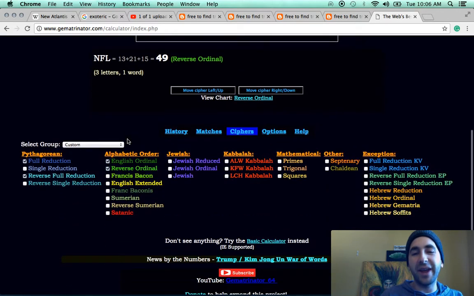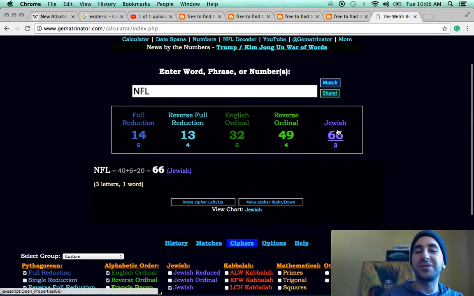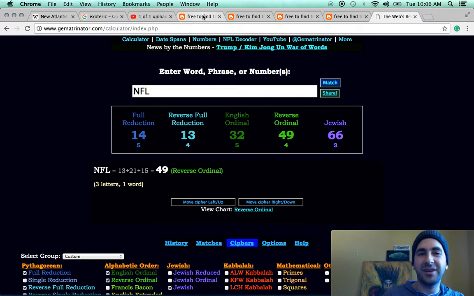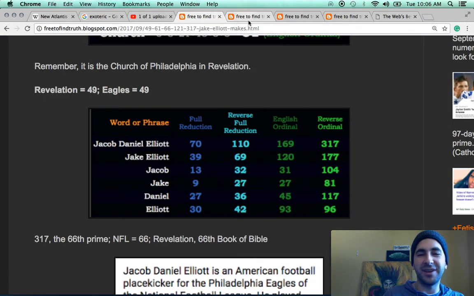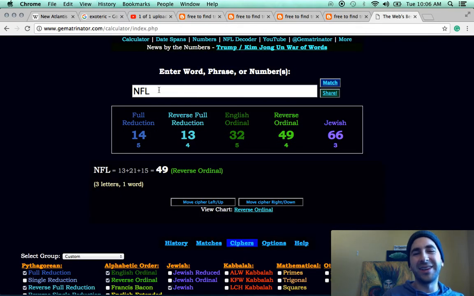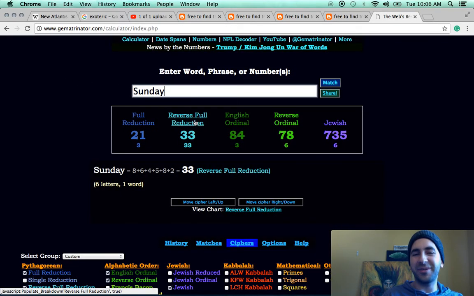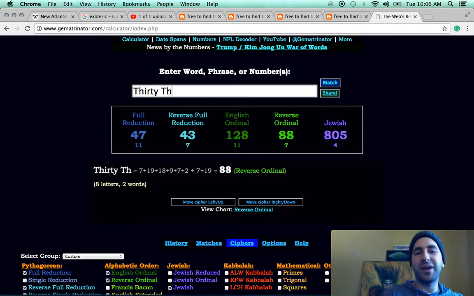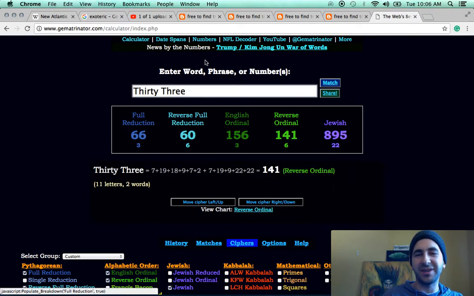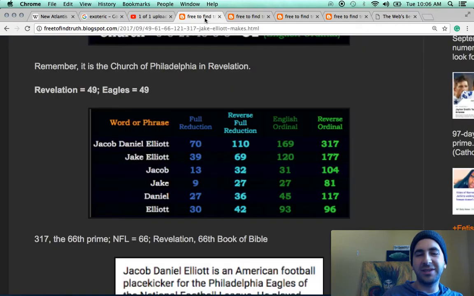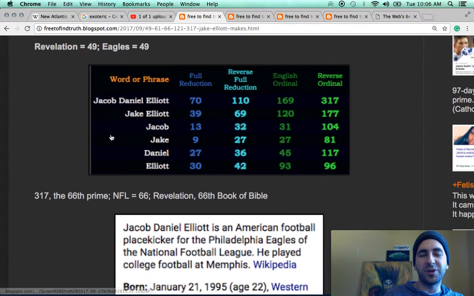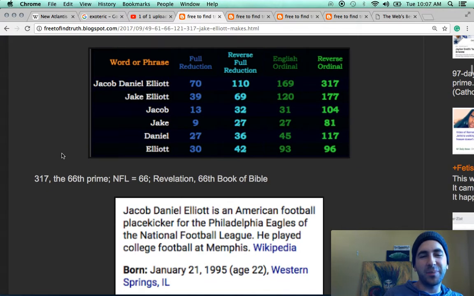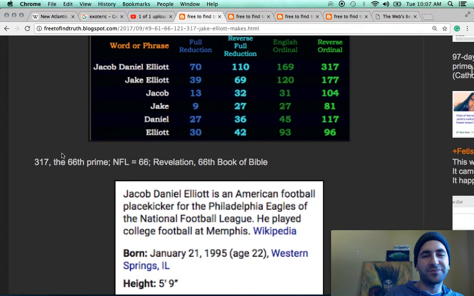But check this out. NFL and Jewish gematria, also 66. First Super Bowl, Sunday, Bible. Look at this. Sunday equals 33, big biblical number. Bible 33. If you write out 33, it sums to 66. All of this is well thought out. There's so much more to it. The book's coming out soon where I cover it all. Got to make sure people pick up this book when I put it out.